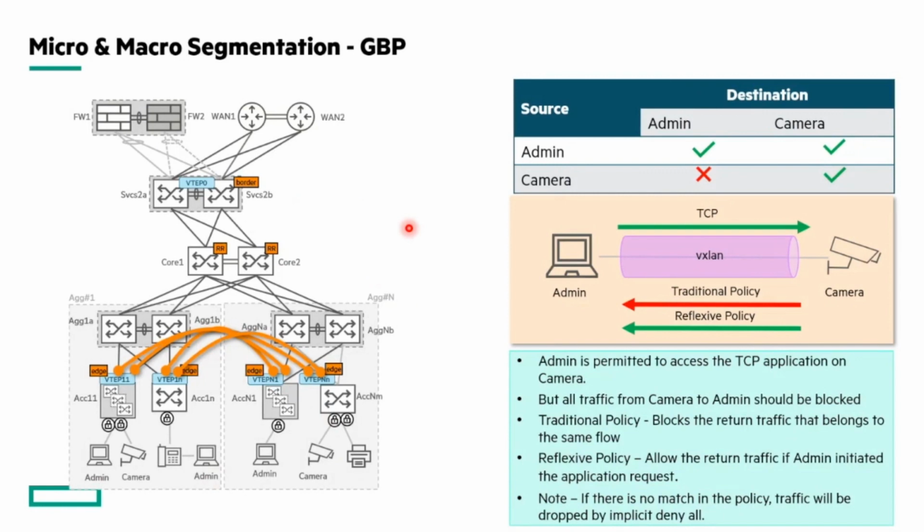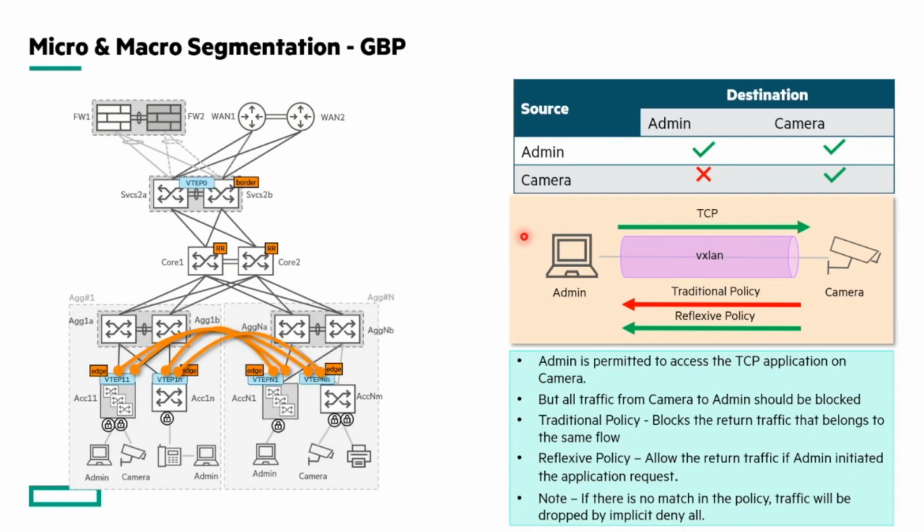So now we have seen that reflexive policy is a really important feature to be configured to secure our network. Next comes the micro and macro segmentation use cases with group-based policy, that is role-based access control. So here is a VNBT deployment. We have access VTEPs connected with roles like admin and cameras present.